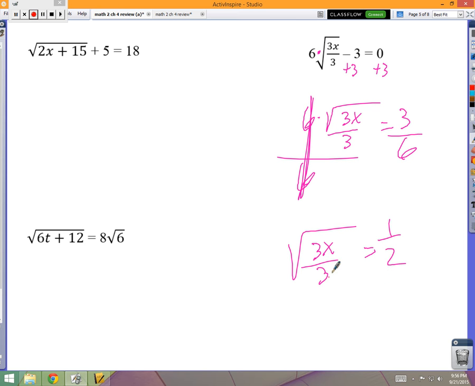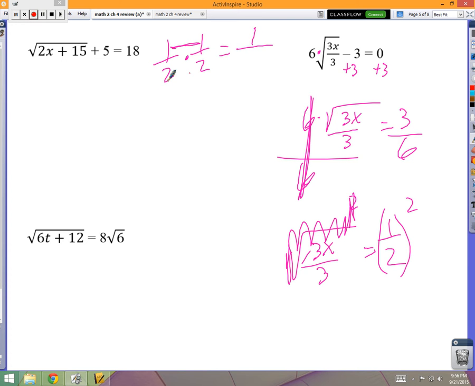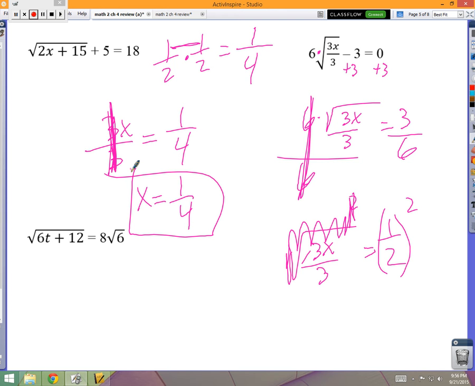Now I've got to get rid of this. I got to lift off this square root. So I'm going to square this and I'm going to square this. So this square undoes the square root. And if you have 1/2 squared, that's 1/2 times itself, which is times your tops, that's 1, times your bottoms, 2 times 2 is 4. So here's what I got. I got 3x over 3 equals 1/4. But this 3 over 3, you can simplify that. 3 divided by 3 is just 1. So you got just x is 1/4, and that is your answer.